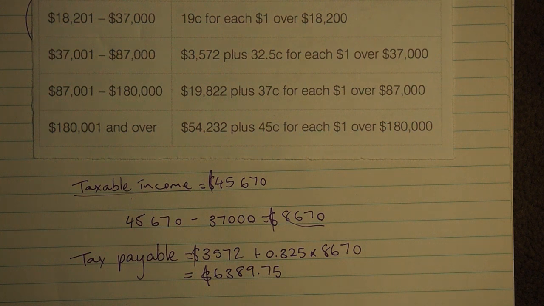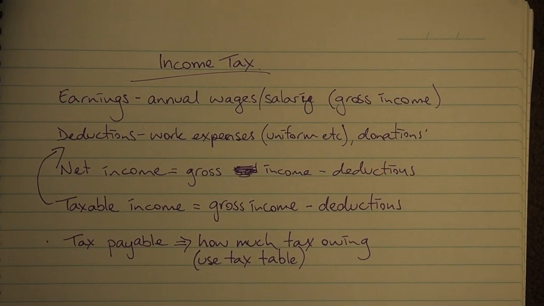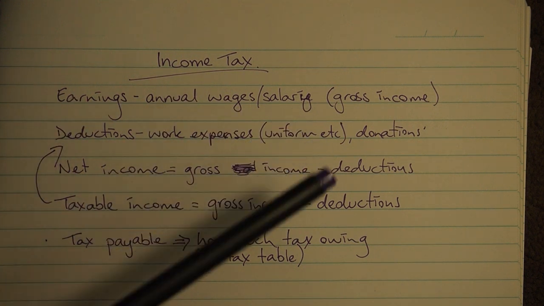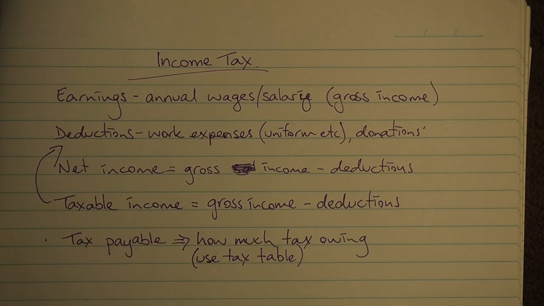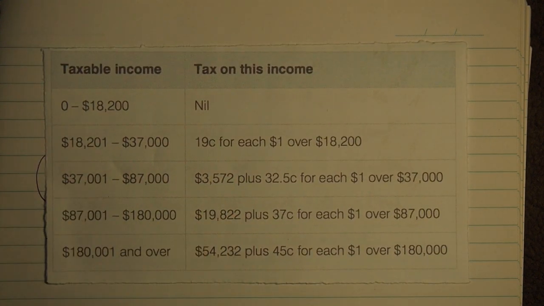So it's super important to refer back to the language that's used, okay, and the differences between those. Deductions, net income, gross income, taxable income, and tax payable. Remember, if you ever ask for tax payable, you must use the tax table, okay? Hopefully that's helpful and clear and helps you understand how to use the tax table.